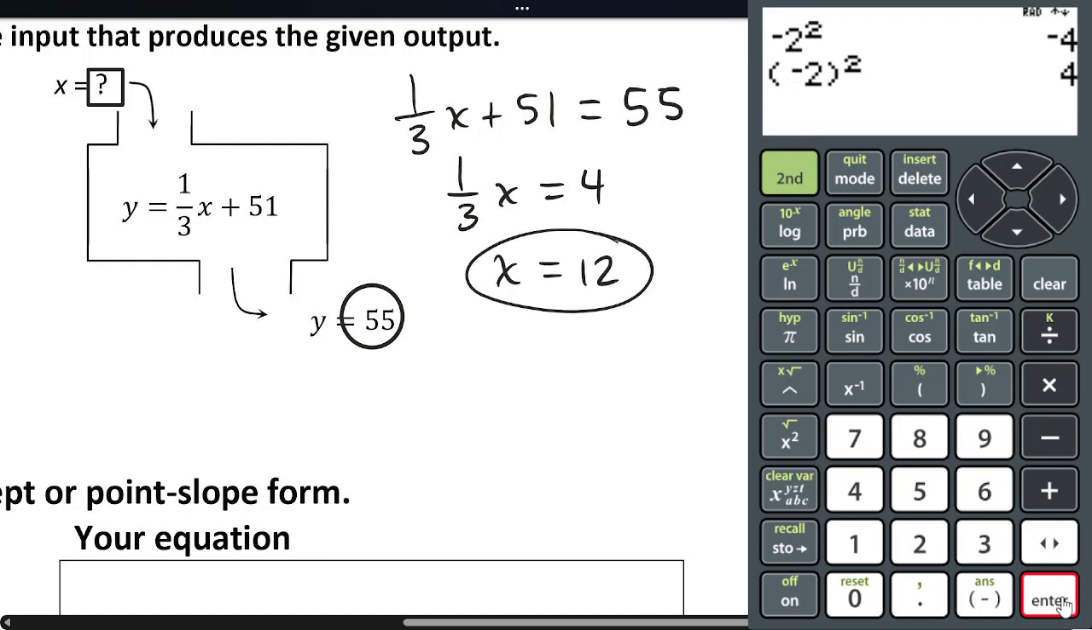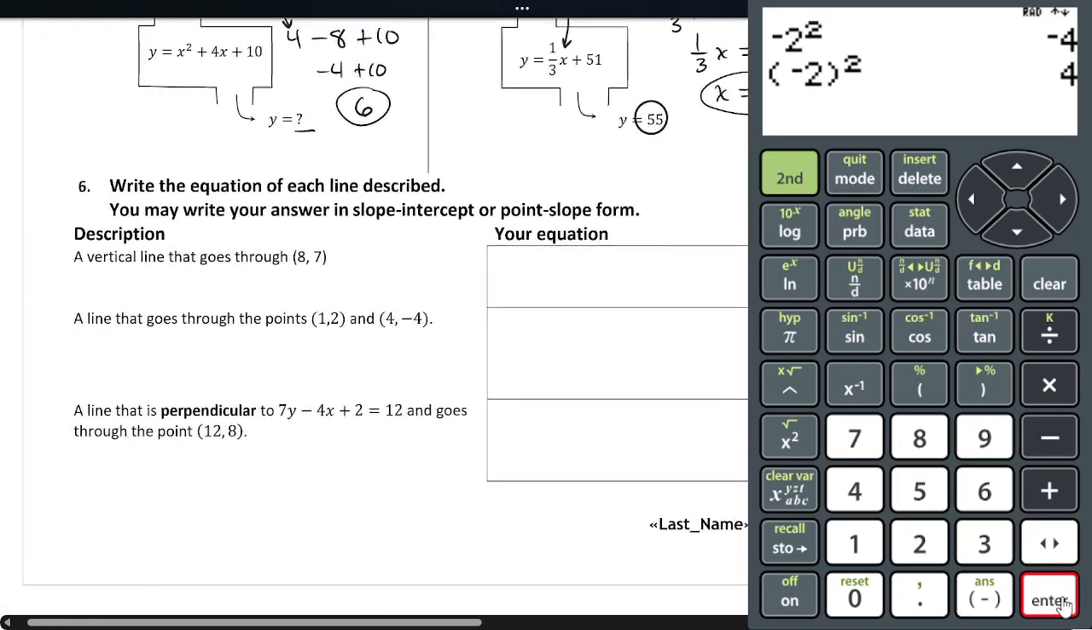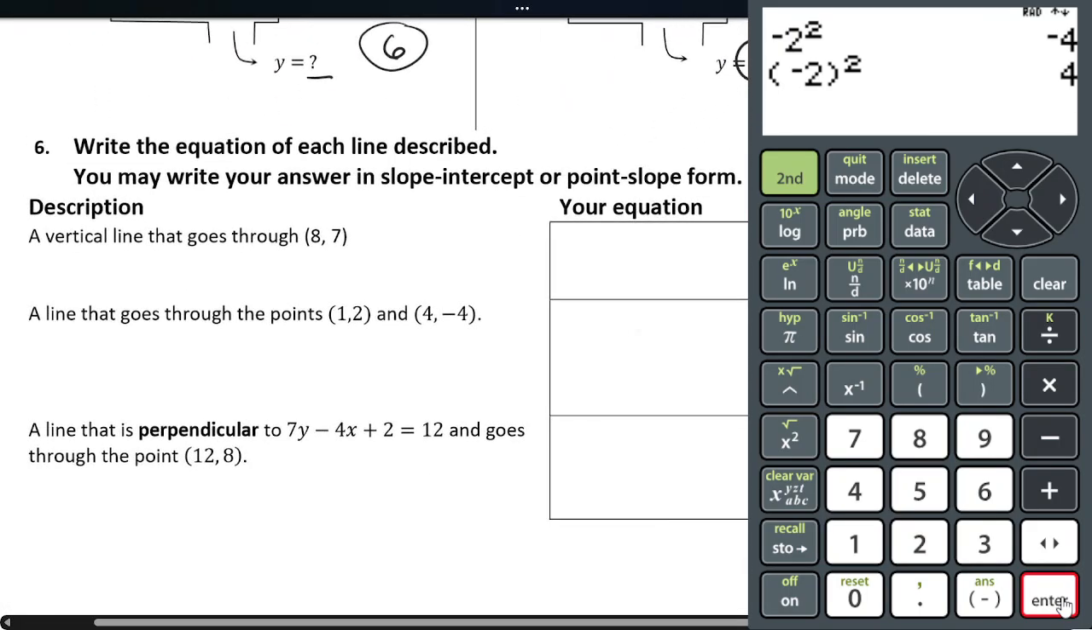So if I place 12 into this function, when I put 12 in for x, I'm going to get the number 55 as my answer. Right, and we are on to our last question. So the first question of this last one says, find a vertical line that goes through the point (8, 7), and a vertical line.